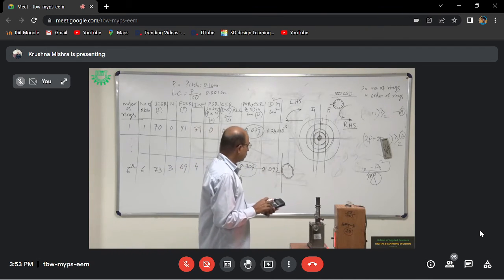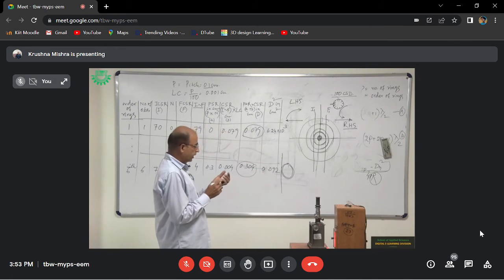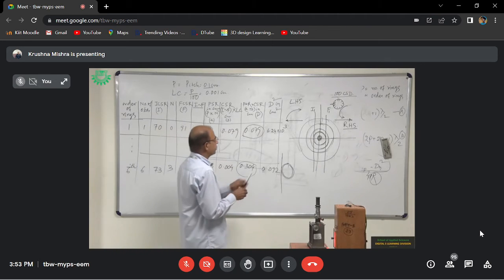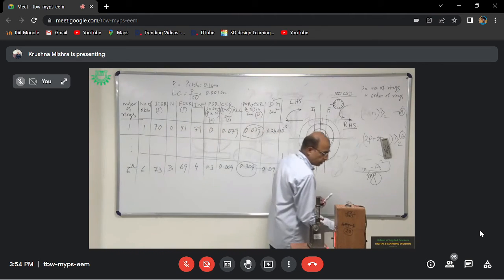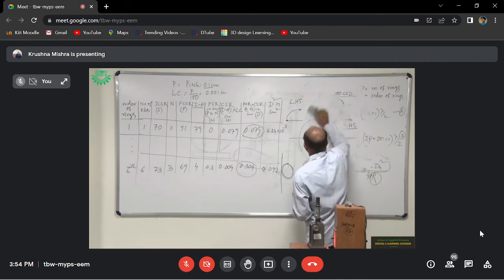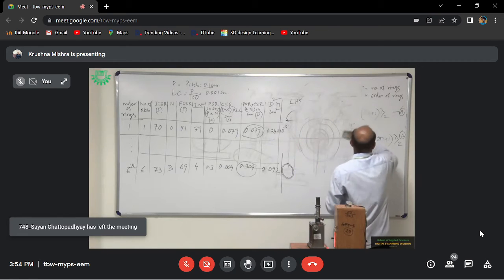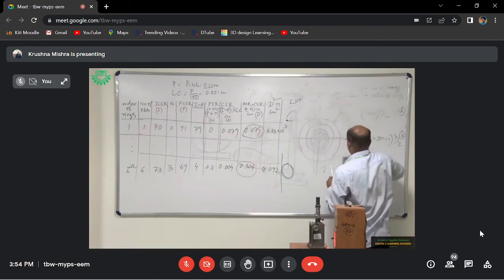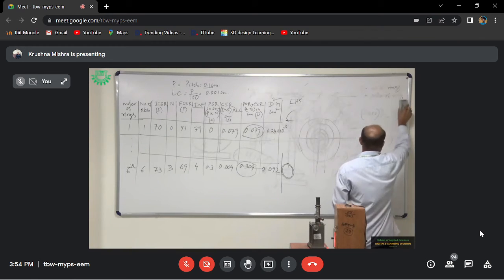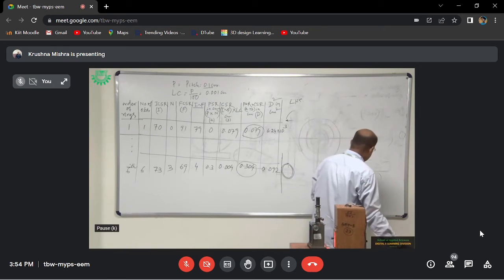So this is the diameter. Then we can take it into our graph after a number of observations we got for the d square column. Then we can take a graph, and we will choose a proper scale. Before we plot the points, we have to find the minimum value and maximum value for the d square column. Accordingly, we have to choose the scale.